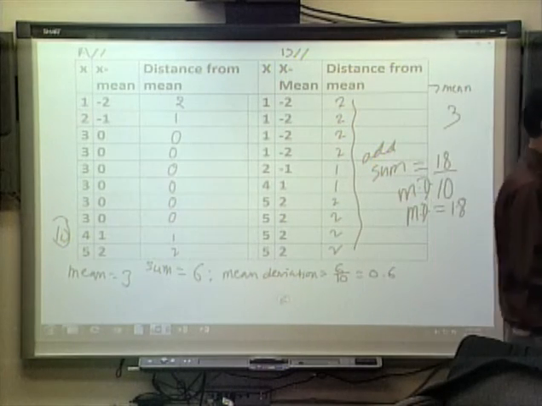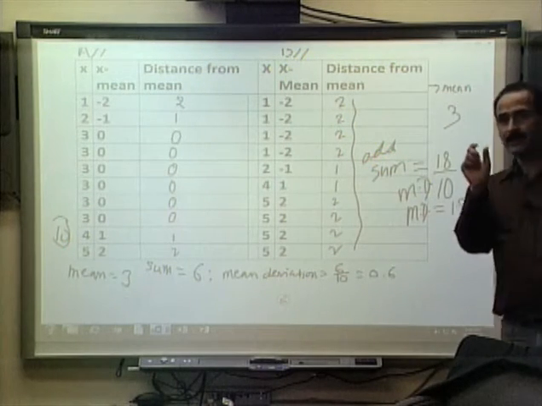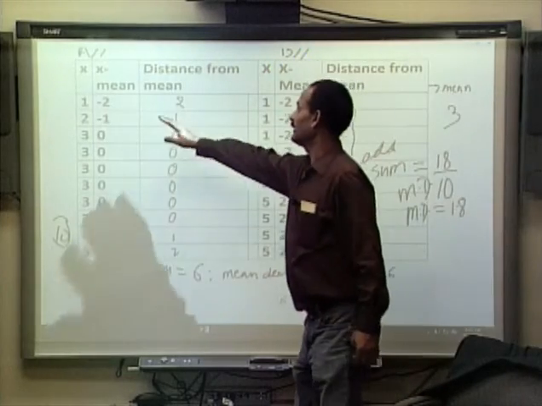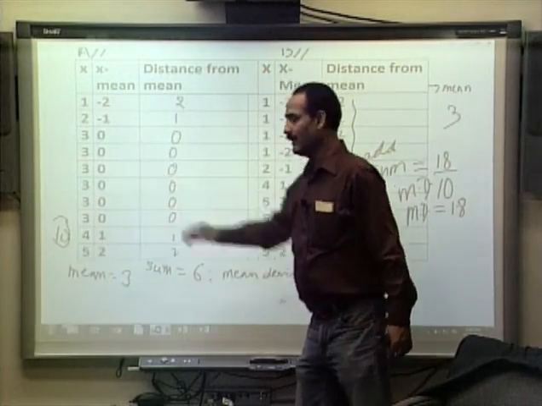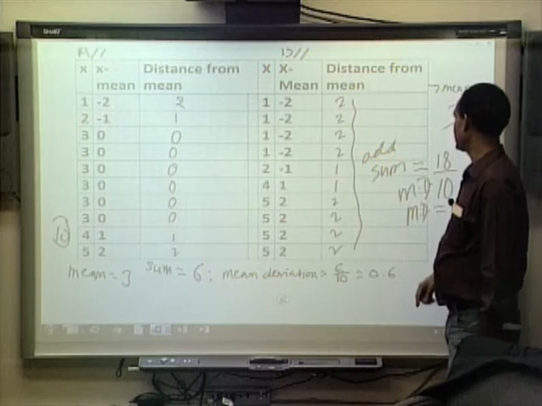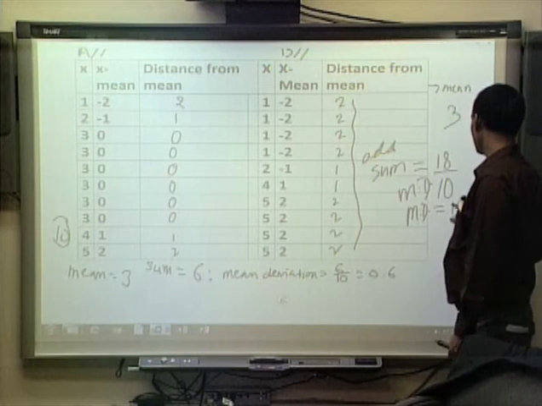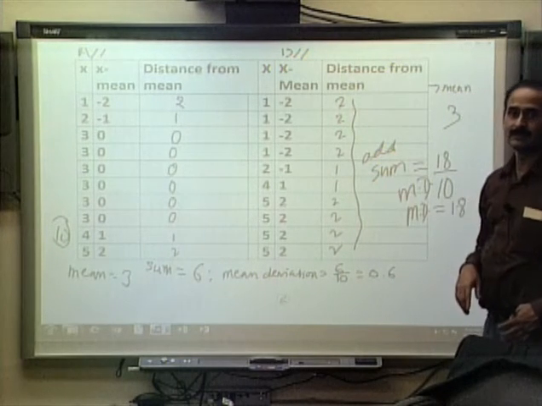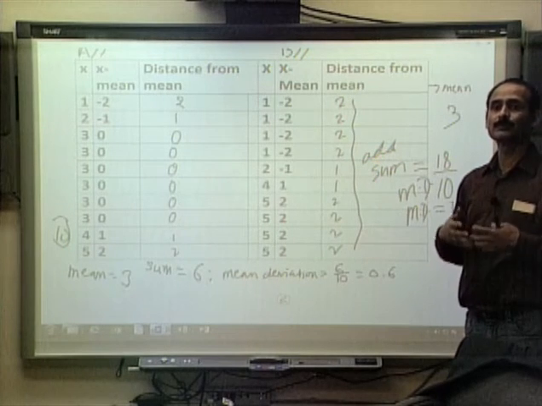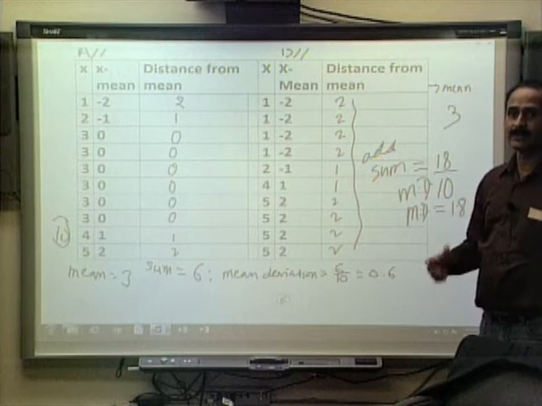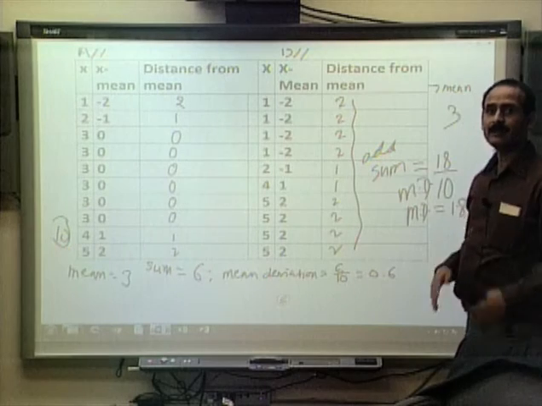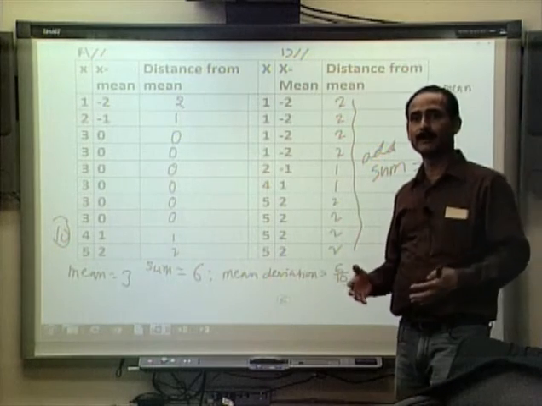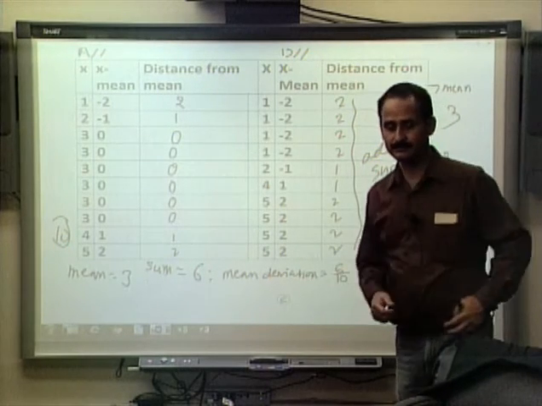So if we look at the mean deviation for the first data set A, the mean deviation is 0.6. For data set B, the mean deviation is 1.8. 1.8 is of course bigger than 0.6. So we can say the second data is more variable than the first.